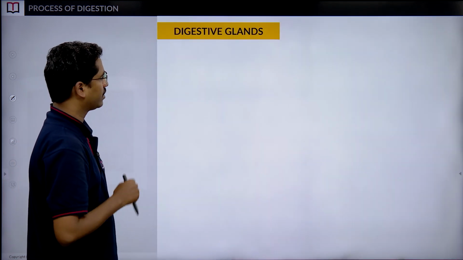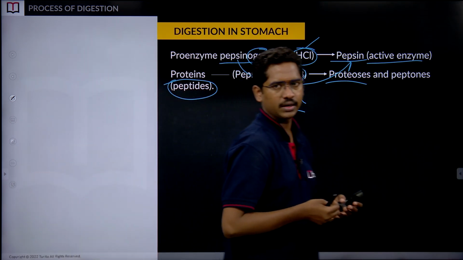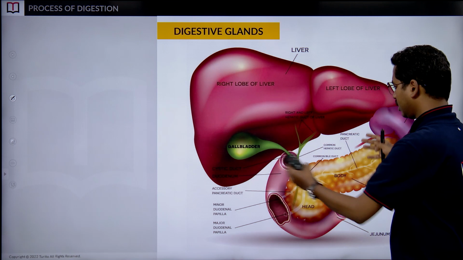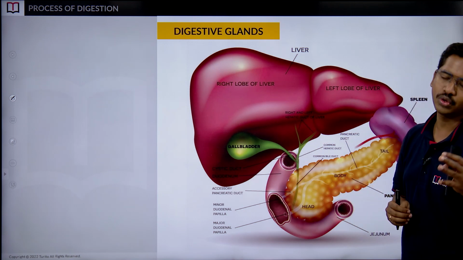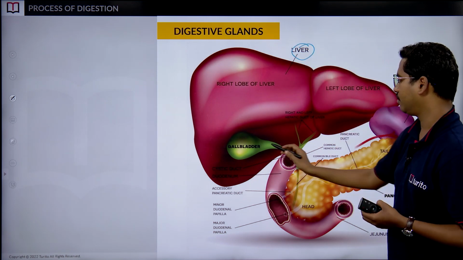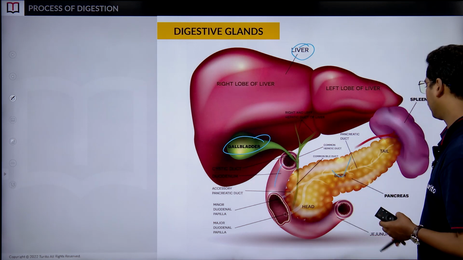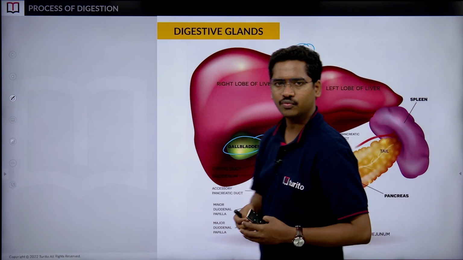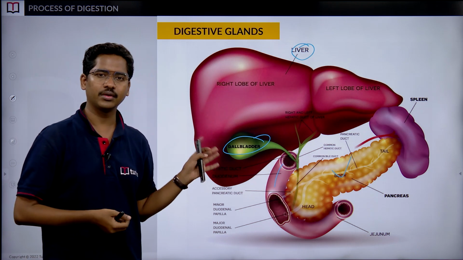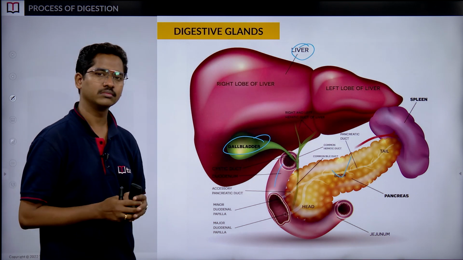Hope you understood how digestion occurs in the stomach. Now, what you are going to look at is the digestive glands. This particular image is definitely not new to you. Here you observe the structures: the liver, the gallbladder, the duodenum, and the pancreas. This is the main focus we are going to look at.